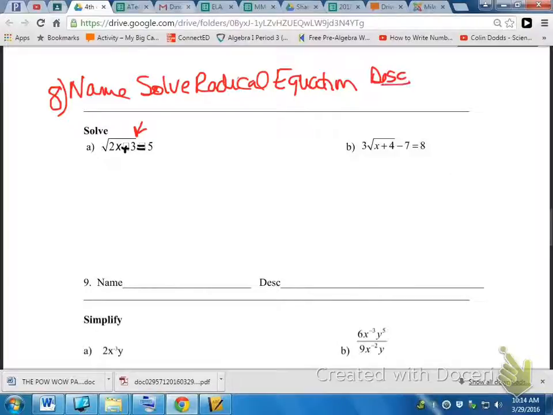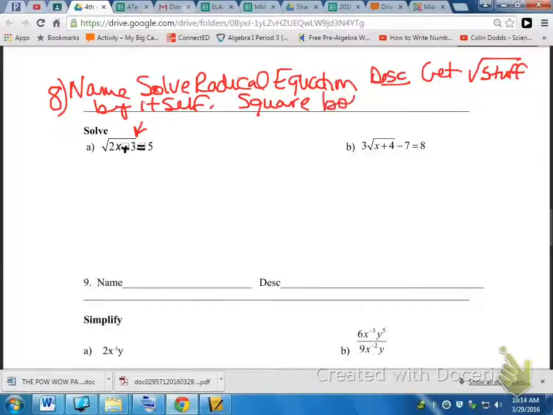So here's the description. The description is get the square root stuff by itself, square both sides, then solve for x.